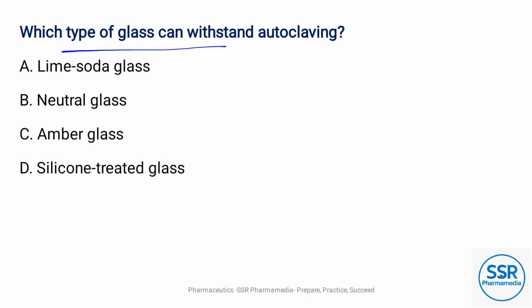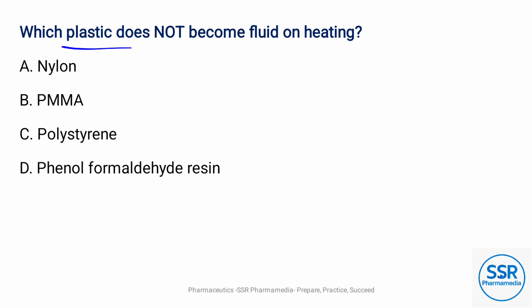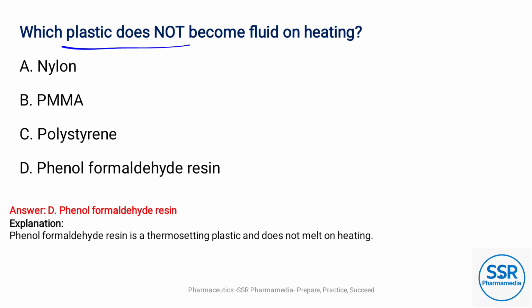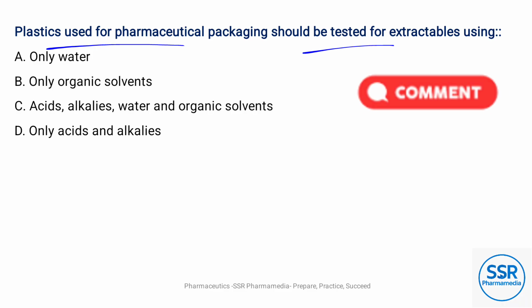Which type of glass can withstand autoclaving? So option B, neutral glass. Which plastic does not become fluid on heating? So option D, phenol formaldehyde resin, because it is a type of thermosetting plastic. Plastic used for pharmaceutical packaging should be tested for extractables during.